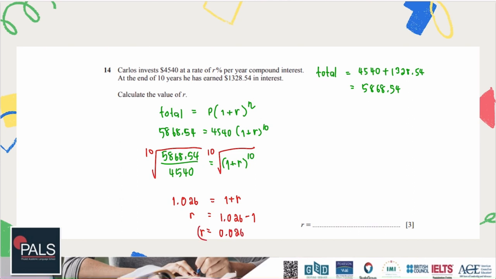It is 0.026. But this is in decimal, right? We need to convert to a percentage, because this is R percent. So you need to times by 100. 0.026 times 100 is 2.6. R is 2.6.